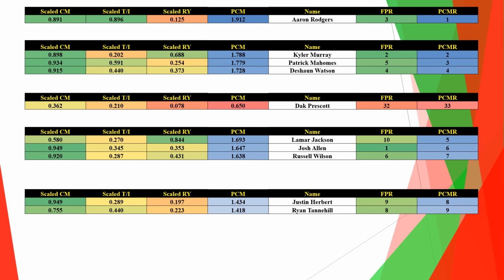Then the 5th tier is Herbert versus Tannehill. And again, these are numbers from 2020. It doesn't mean that these are going to be the numbers for 2021. But it's a start.